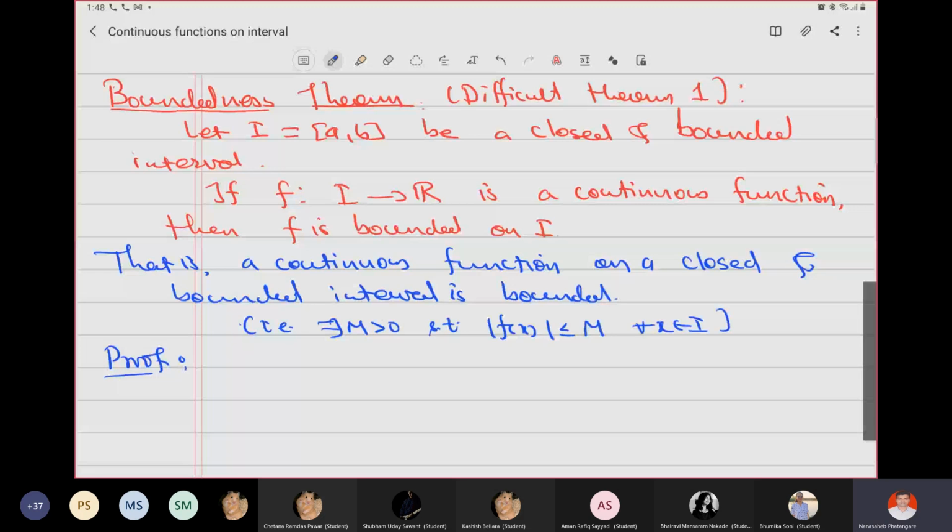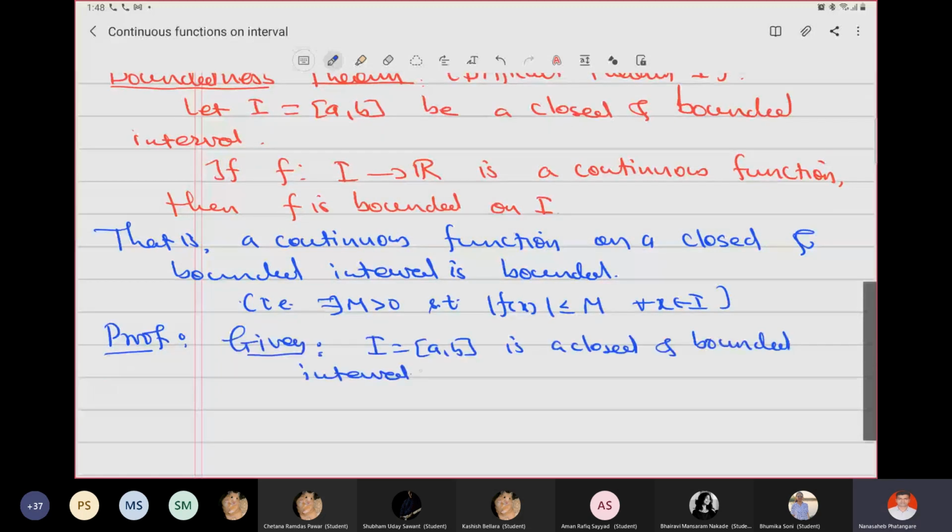I is equal to [a, b], which is closed and bounded. Only closed is not sufficient. Do you understand? When it is only closed, like a closed set, it may not be bounded. That we already discussed. So I is a closed and bounded interval. The second point is f from I to R is continuous.